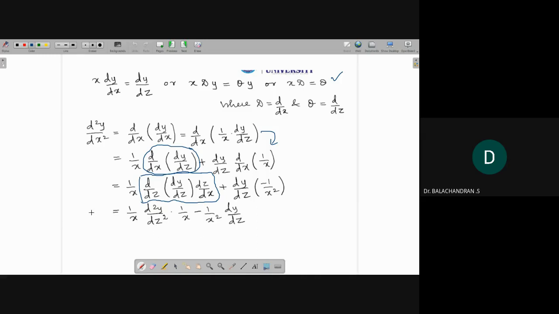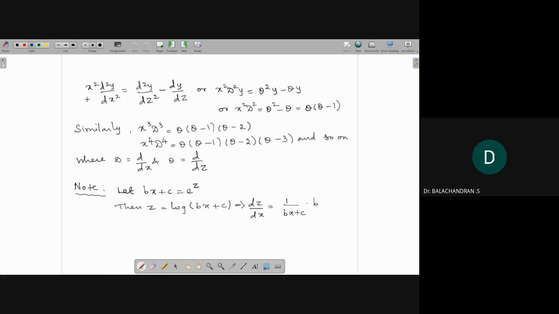If you take 1 by x square common and then cross multiply, you have x square into d square y by dx square equal to d square y by dz square minus dy by dz. So we have this equation. Now you can write it in the simplest form: x square D square y equals theta square y minus theta y, or x square D square equals theta square minus theta, which, taking theta common, is theta into theta minus 1.